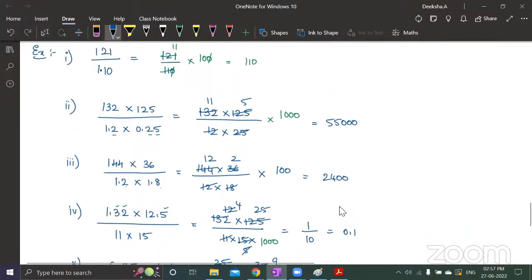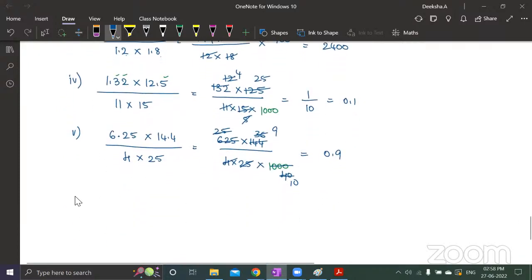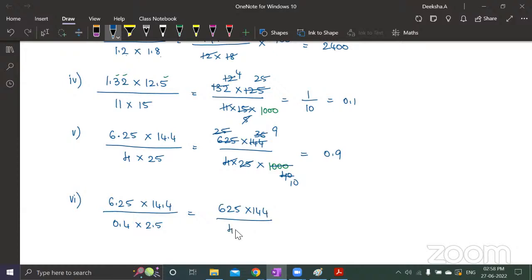Now, these are examples where we have a decimal point on only one side of the fraction, only in the numerator or only in the denominator. If we have decimal numbers on both sides of the fraction, this number only I will rewrite it, 6.25 into 14.4 divided by 0.4 into 2.5. Now, both numerator as well as denominator have decimal numbers. Now rewrite it without any decimal point. 625 into 144 divided by 4 into 25.